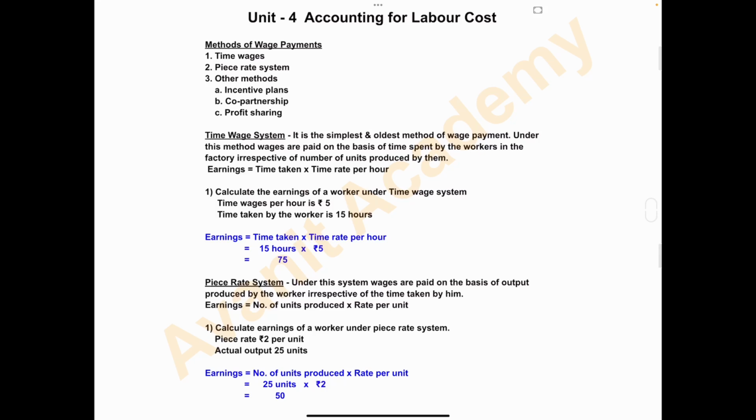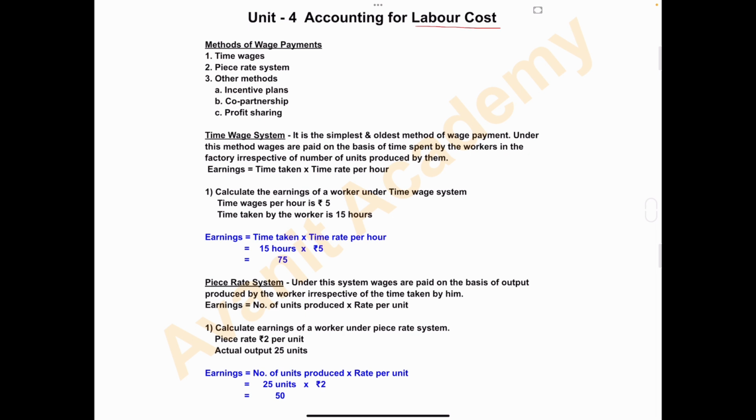Today we will start Unit 4, Accounting for Labor Cost or Labor Costing. In this unit, you will learn the concept of labor cost and will solve problems on calculation of earnings of workers under different methods. Let's study the methods of wage payments.